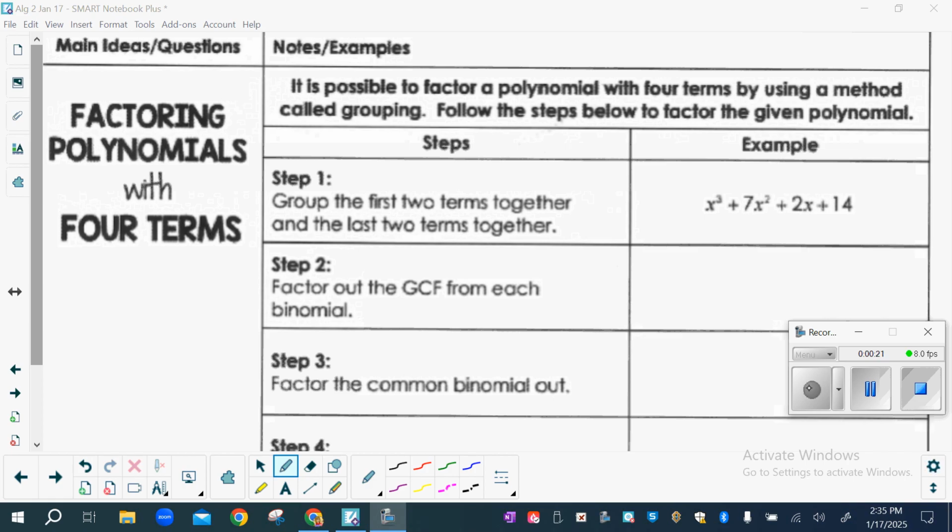So step 1 is we're going to group the first 2 terms together, put parentheses around them, and then we're going to put the second two terms, we're going to put parentheses around them. So my next step, what we're going to do is we're going to factor out the greatest common factor out of each set of parentheses. So what's the greatest common factor of x to the 3rd plus 7x squared? X squared, that's right.